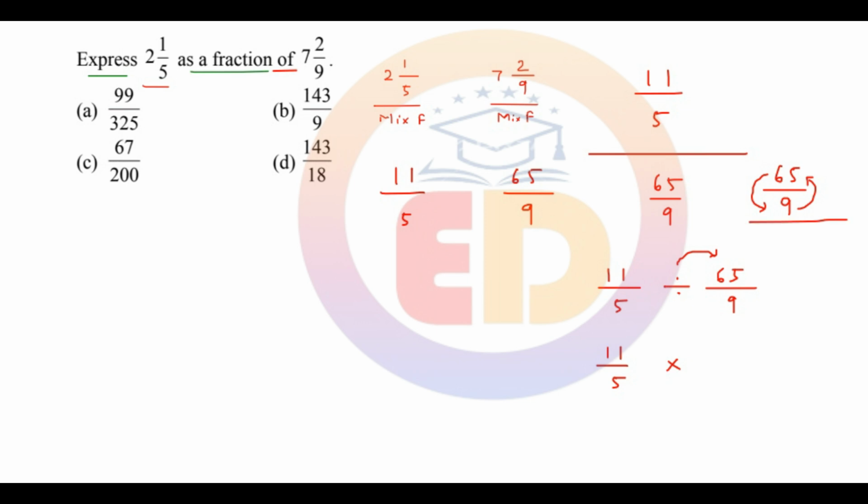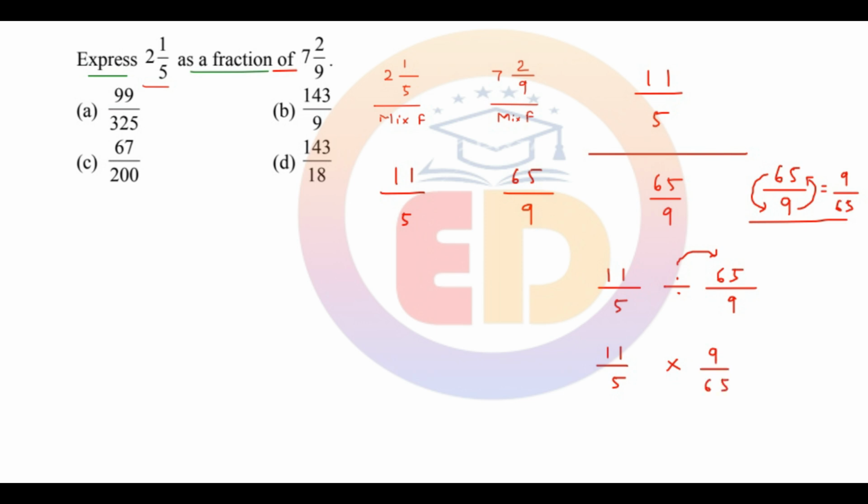आपको इस fraction को उल्टा कर देना है. Numerator को denominator की जगह लेना है, denominator को numerator की जगह लेना है. It will become 9 upon 65. So after the multiplication sign, the 65 upon 9 will become 9 upon 65.